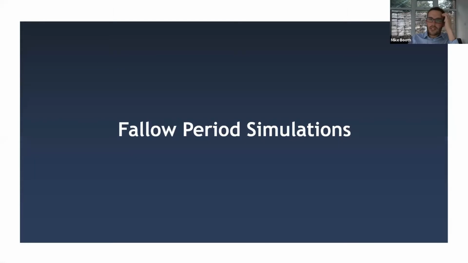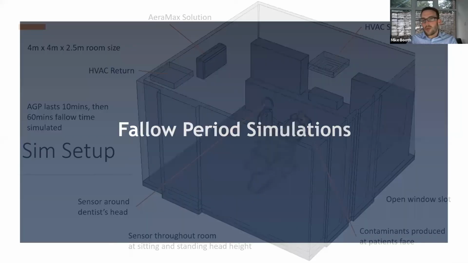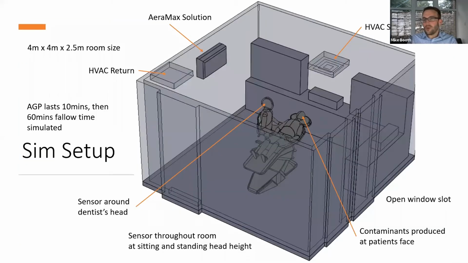So one thing that we did in preparation for tonight's webinar was some fallow period simulations, and we tried to do this as quickly as possible in response to those new guidelines that came out on the 28th of August. For this, we designed a typical dental surgery layout. For the purpose of this exercise, we looked at a 4x4 meter space with a 2.5 meter ceiling height, so a total cubic volume of 40 cubic meters.